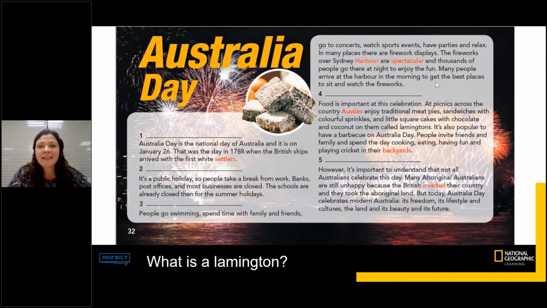Great. I've got some correct answers. Leamington. Here we have this word, Leamington. Little square cakes with chocolate and coconut on them. And so it is a tasty treat. Great job.